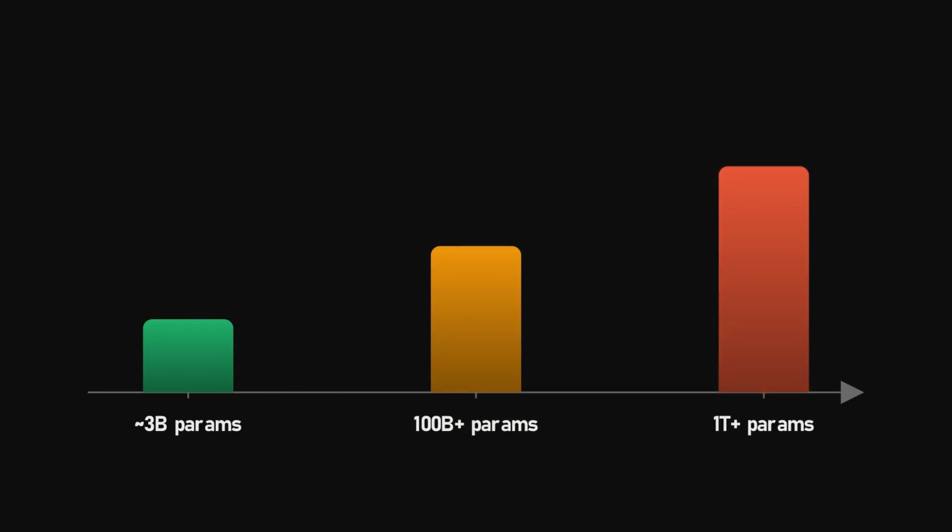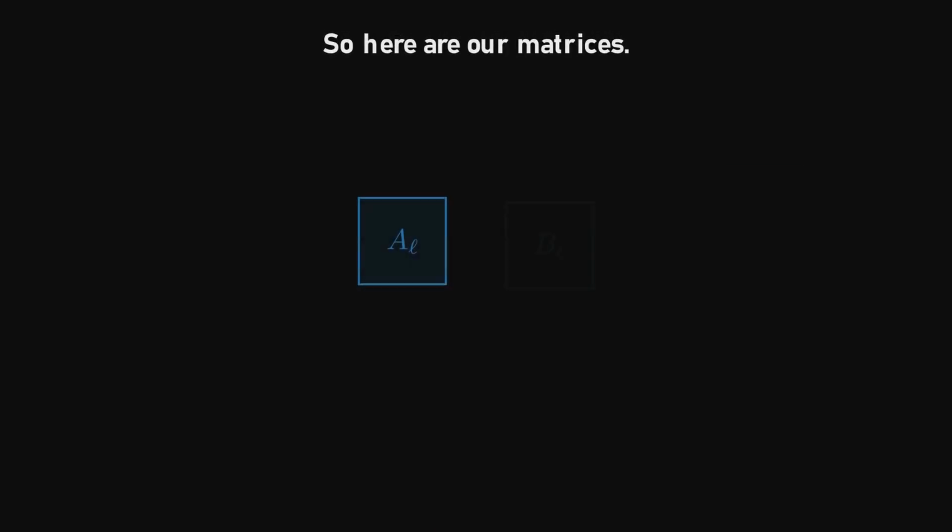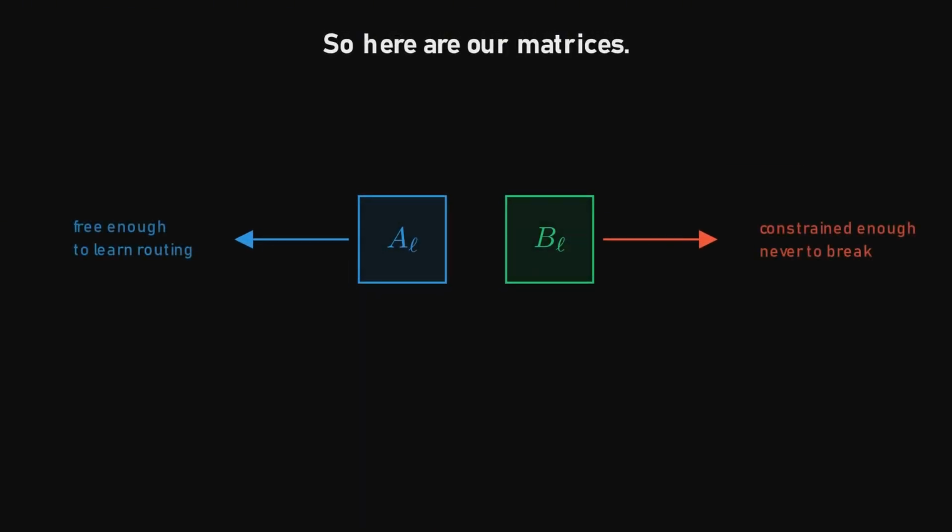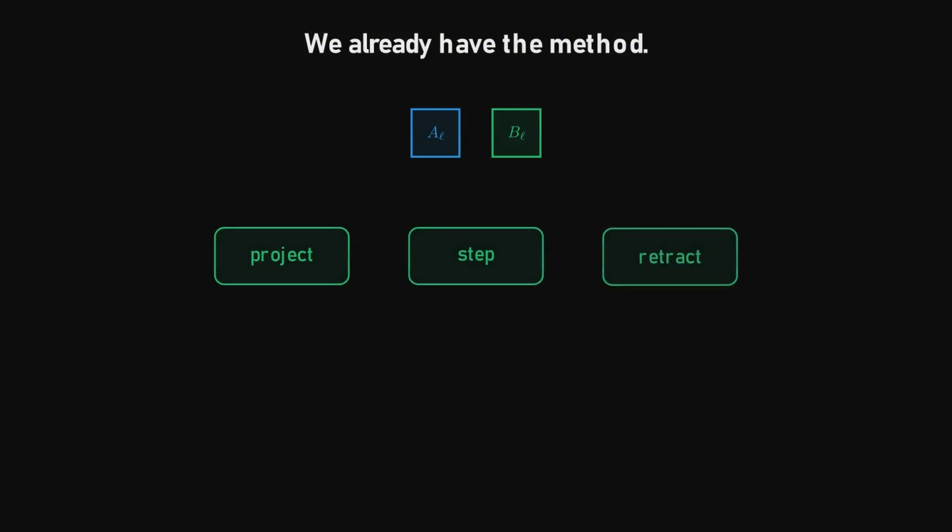So here are our matrices. We need AL and BL free enough to learn real routing, but constrained enough that they can never drift into those 3 disasters. That's exactly the constrained optimization problem, and we already have the method. Project, step, retract. All that's missing is the surface. So we need a surface where those failure modes are simply impossible.